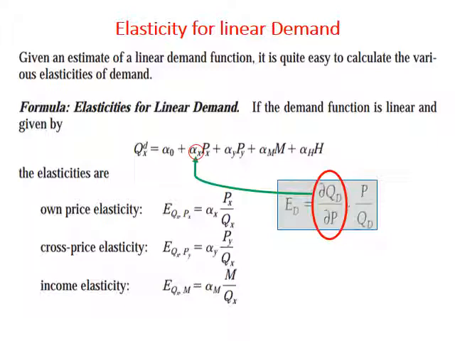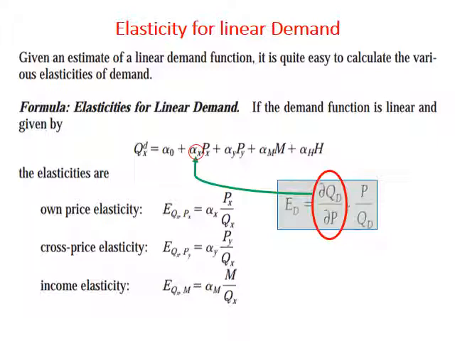Elasticity of linear demand: we can express demand with a linear equation like this. Quantity demanded equals alpha naught, plus alpha x times Px, plus alpha y times Py, plus alpha m times M, and alpha h times H. These coefficients represent the change in quantity demanded, or the derivative of quantity demanded with respect to price. And this one is the average price divided by the quantity demanded. This one is the elasticity of demand.